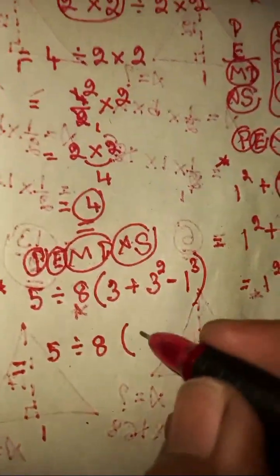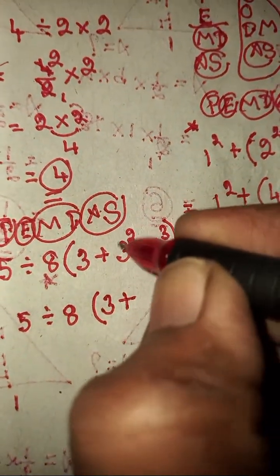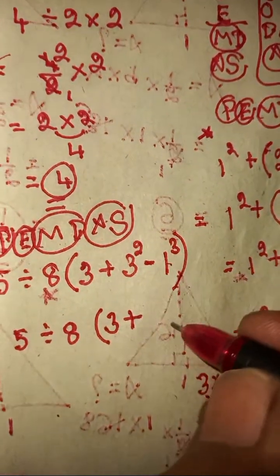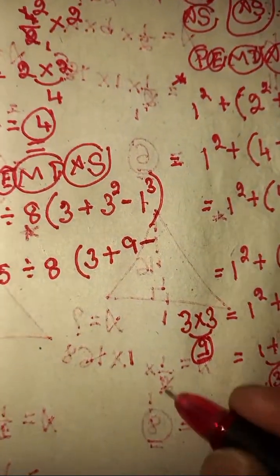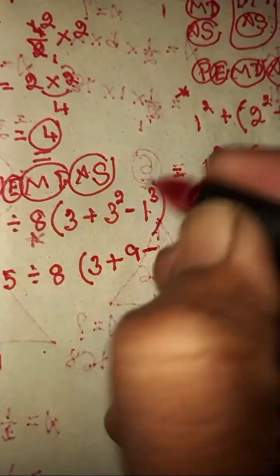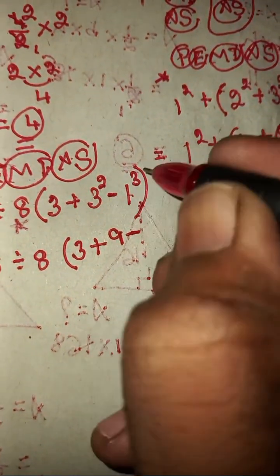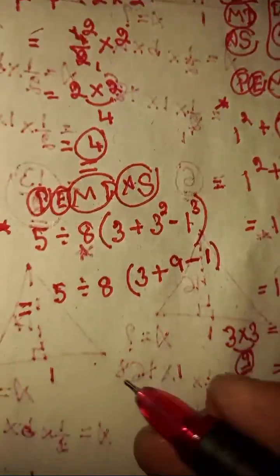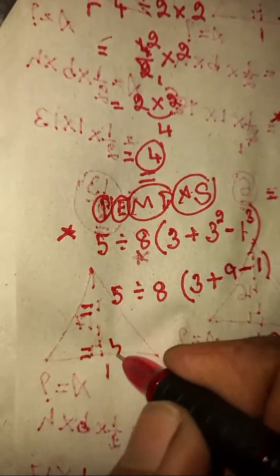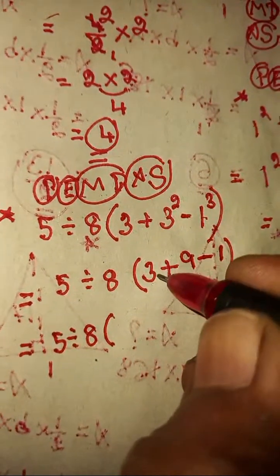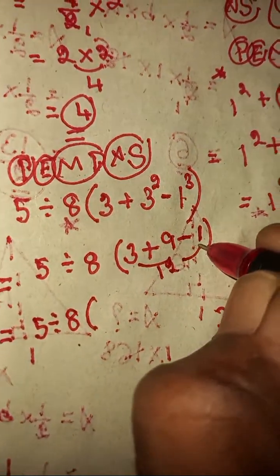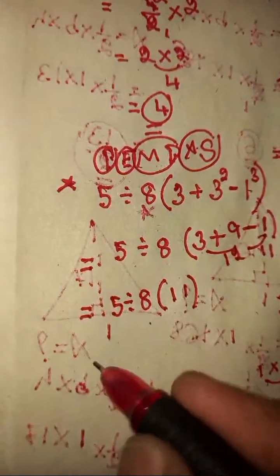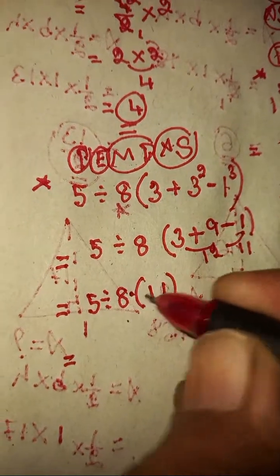Let's take the powers first. 3 remains as it is, and the exponent 3 square, 3 times 3 becomes 9. 1 cube means 1 times 1 times 1. However many times you multiply, 1 cube, 1 power 10, 1 power 100, it always remains just 1. Now 3 plus 9 becomes 12. 12 minus 1 is 11. And since parenthesis is given, it means they are multiplying.